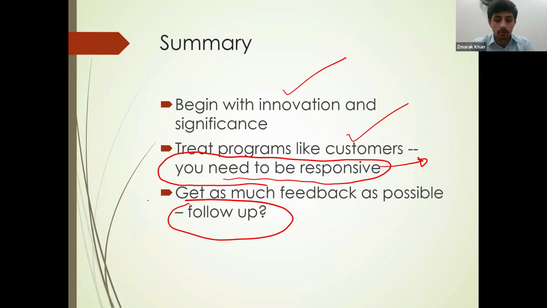Right, sir. Thank you. Next up, we had a question in the chat box: can we take help from AI, that is artificial intelligence, in our write-up? Can we take the help of AI, artificial intelligence, in our write-up?